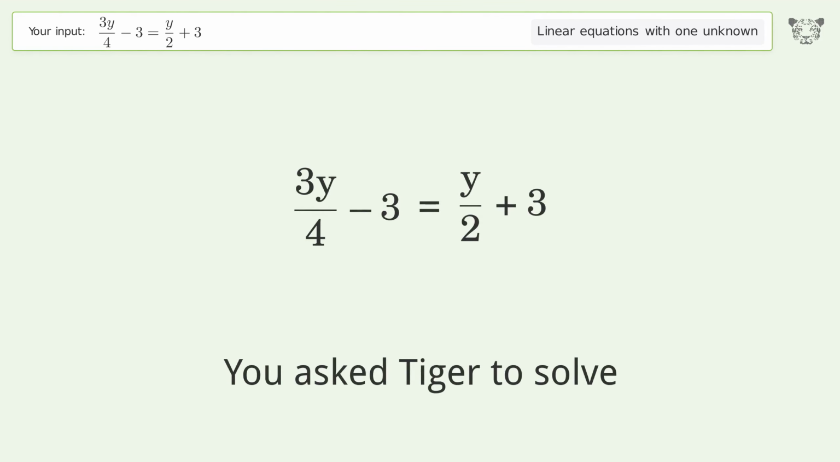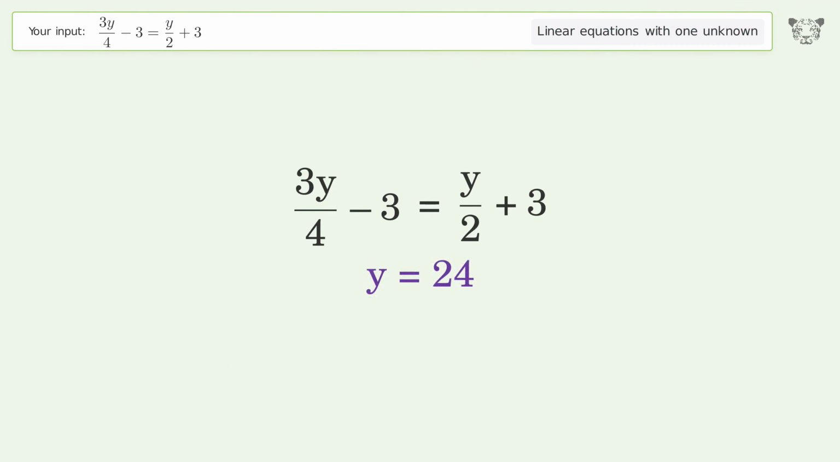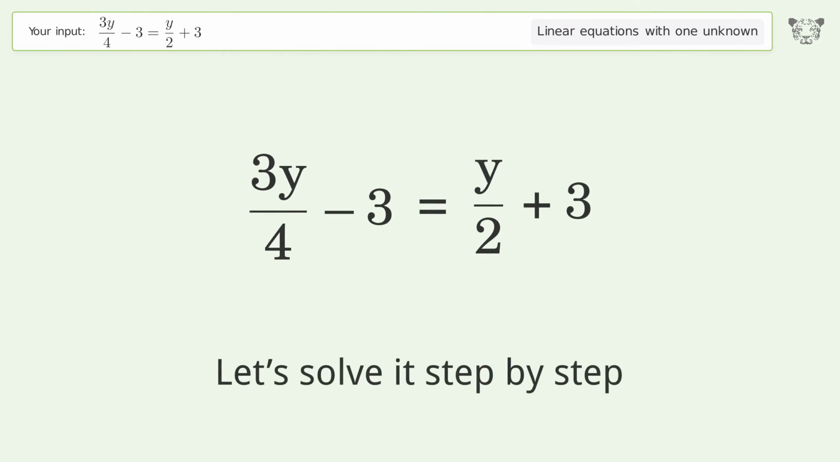You ask Tiger to solve. This deals with linear equations with one unknown. The final result is y equals 24. Let's solve it step by step.